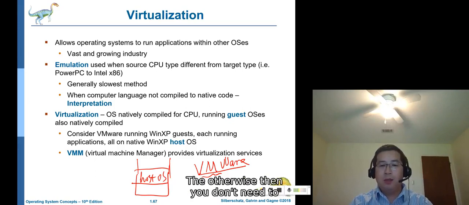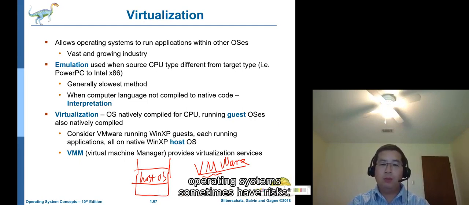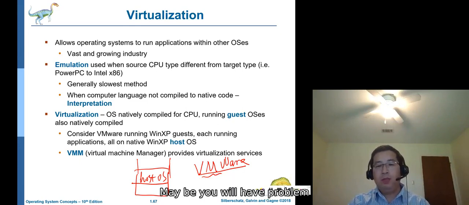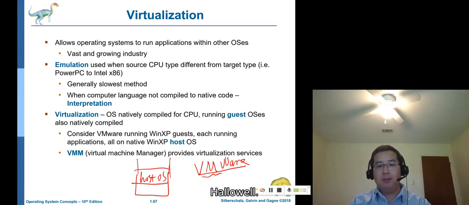The other choice is that you don't install a new operating system, because managing two operating systems sometimes has risks. Maybe you will have a problem installing the new operating system on the same hardware. Maybe it will delete or overwrite the previous files. Of course, you only need to back up, correct?